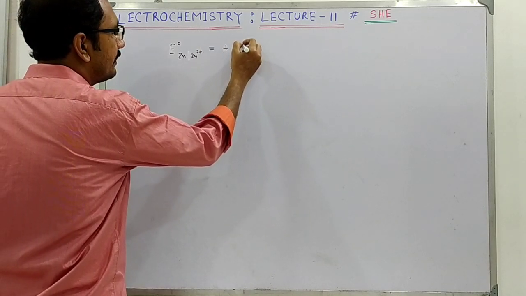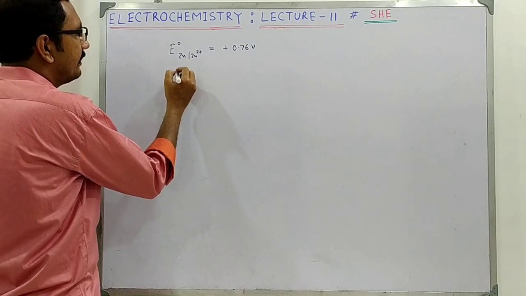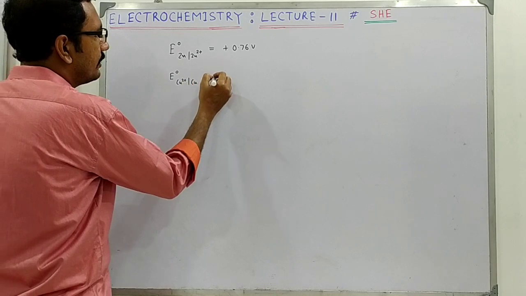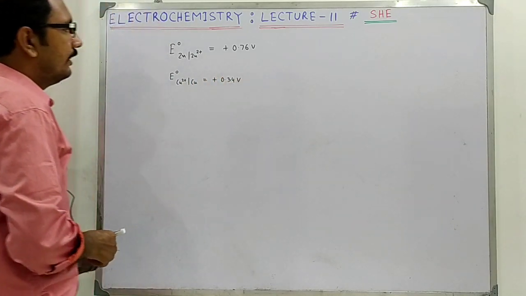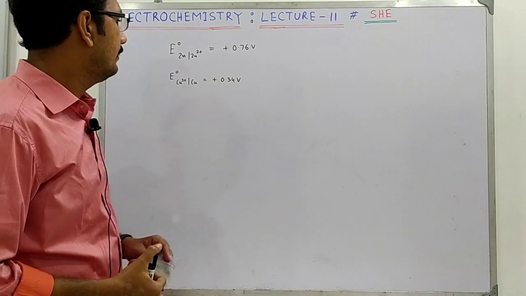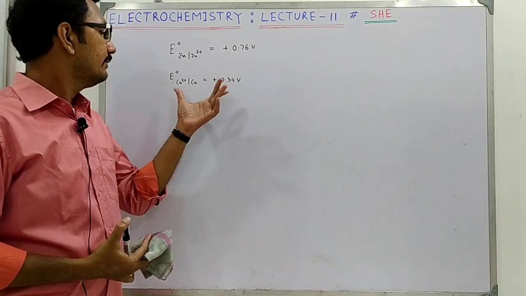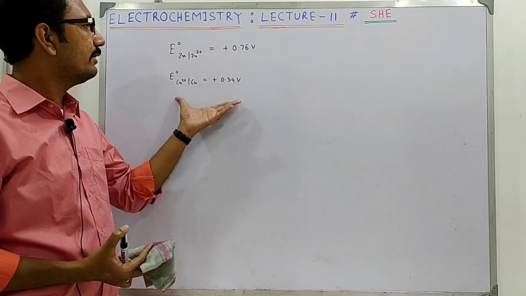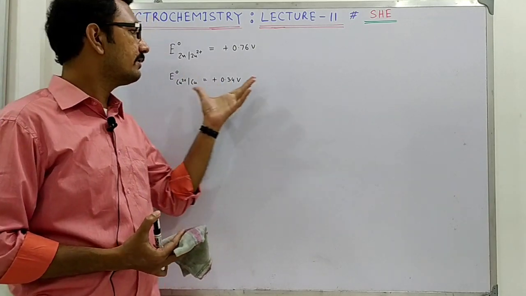is plus 0.76 volt, or it was given that the standard reduction potential of the copper 2 plus copper electrode is plus 0.34 volt. I told you while solving the numerical problems that this is given, and let us continue with the given values, and in the upcoming lectures I will show you how to determine such values.